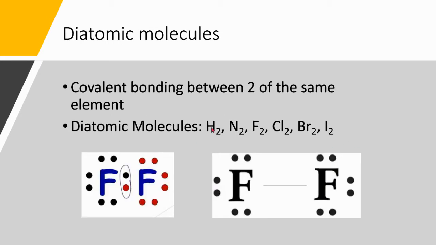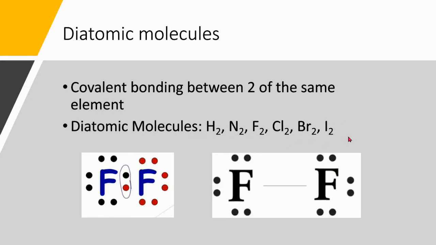So here's another thing that you're going to need to know, diatomic molecules. There are certain molecules that covalently bond and they're 2 of the same element. So instead of being H2O where they're different elements, there are ones that combine that are the same one. The diatomic molecules that we have are H2, N2, F2, Cl2, Br2, and I2. And you need to know these. We'll review it some more, but make sure you know them.